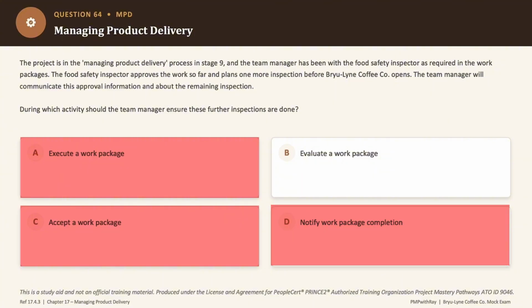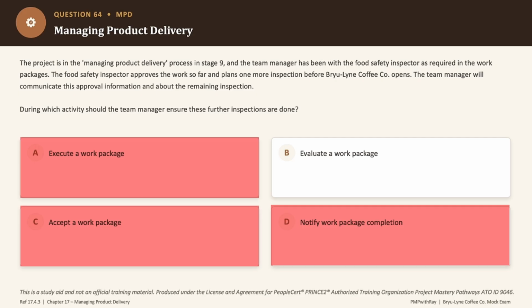Now, if we carefully evaluate option B, evaluating a work package status is where the team manager reviews the quality register for the status of quality activities tied to the work package and then reports the progress to the project manager.